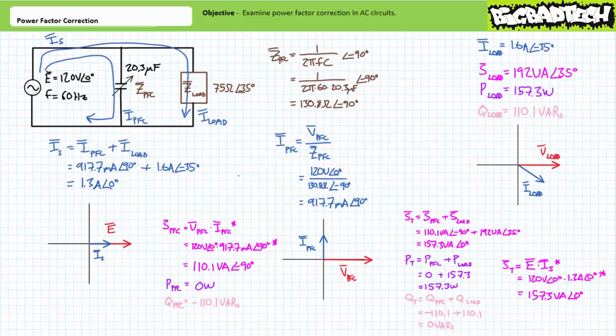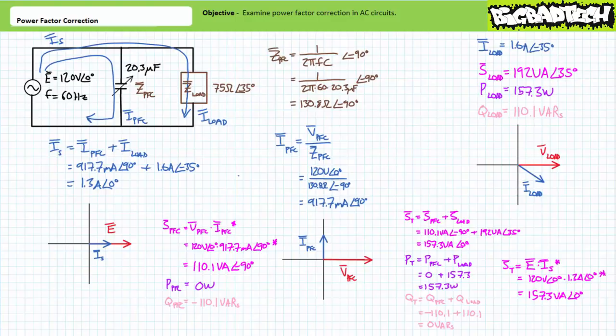No, it is not. The inductive portion of the electrical load really is consuming positive 110.1 vars, and the power factor correcting capacitor really is supplying negative 110.1 vars. The deal is, they're juggling reactive power back and forth with each other, and the source stays out of it. That's the point. Power factor correction balances the reactive power requirements internal to the circuit such that the source doesn't need to supply reactive power. As such, source current drops and appears to be in phase with supply voltage.